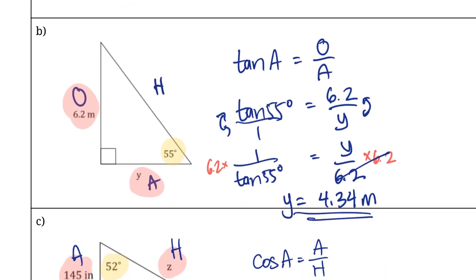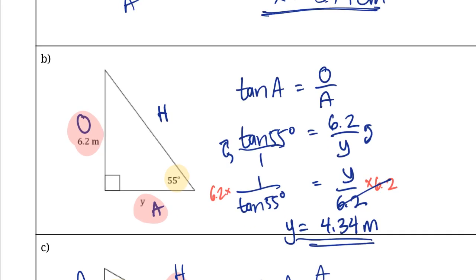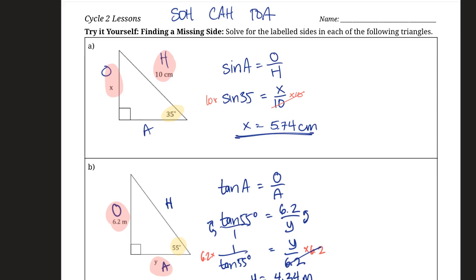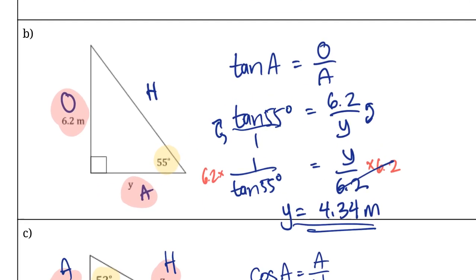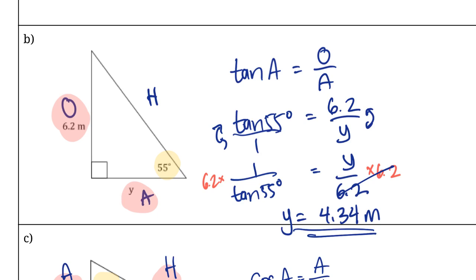For the second question, I noticed that it was opposite and adjacent that I was concerned with. So that means I use tan, because tan, go back to our SOHCAHTOA, tan is the one that has opposite and adjacent. When I plug in my values, I notice that y is on the bottom. So I can flip both fractions, and then I needed to multiply by 6.2 to get rid of that 6.2 to get 4.34 meters.